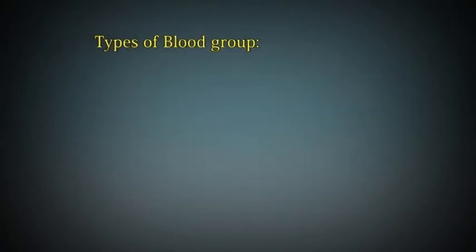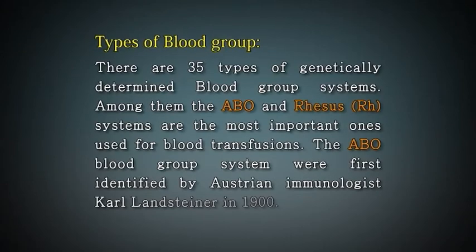Types of blood groups. There are 35 types of genetically determined blood group systems. Among them, the ABO and rhesus, that is RH, systems are the most important ones used for blood transfusions. The ABO blood group system was first identified by Austrian immunologist Karl Landsteiner in 1900.